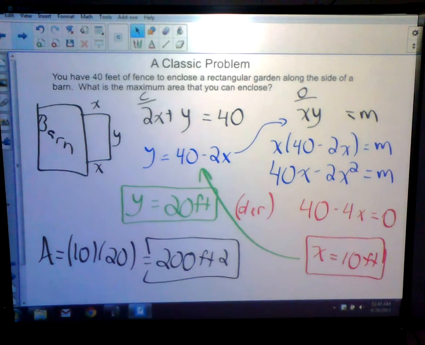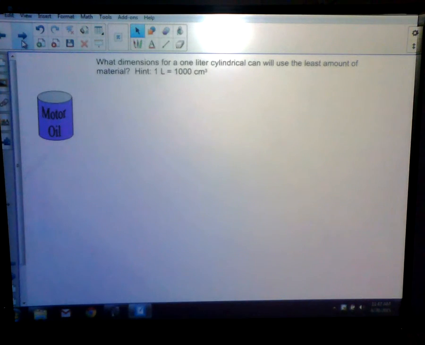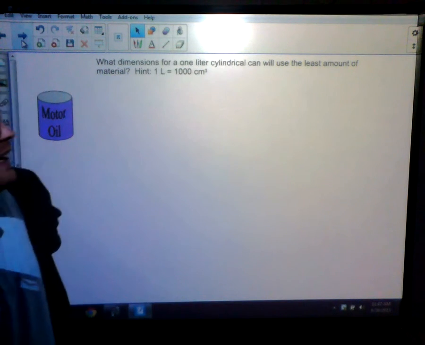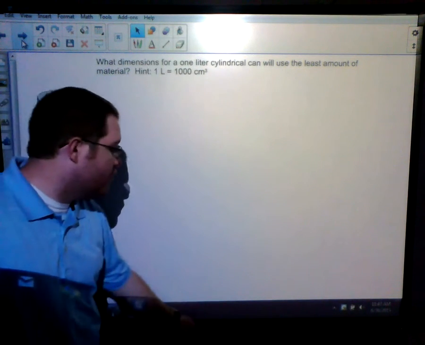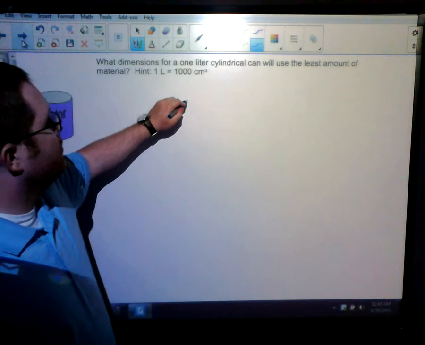Okay? Time to get into some difficult problems. What dimensions for a 1 liter cylindrical can will use the least amount of material? So I know I need a can that's a liter, and I want to design it so that it's got the least metal possible. So I need two things. First of all, I need the volume. But I know the volume. The volume is 1,000.